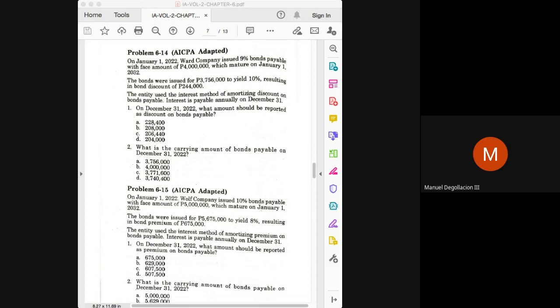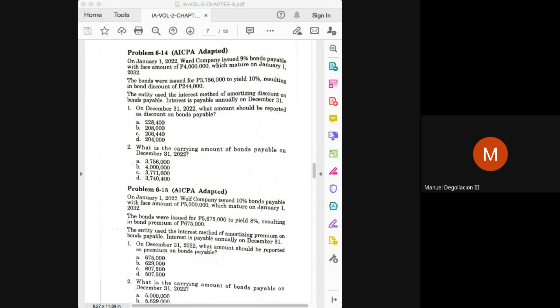And by then, the recognition of the payment would simply be a debit to your liability and a credit to your cash. So our goal here is to determine the subsequent carrying amount of the bond using the effective interest method. Okay, and one of the most common questions here would always be to compute for the interest expense.